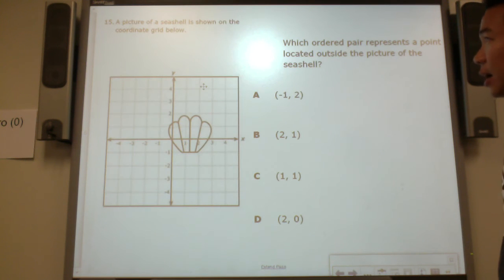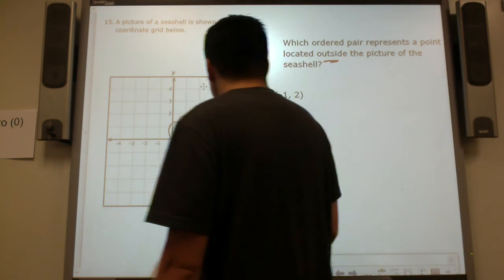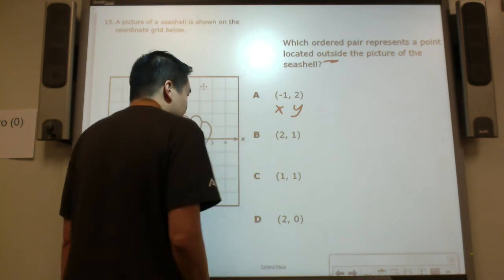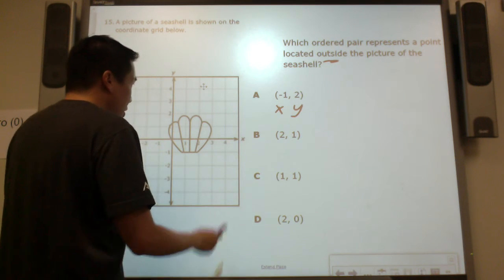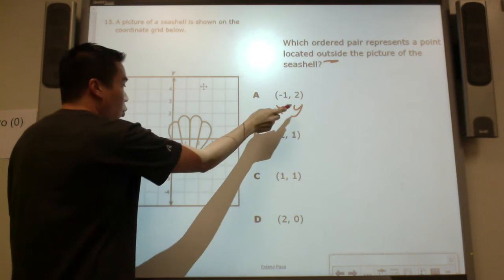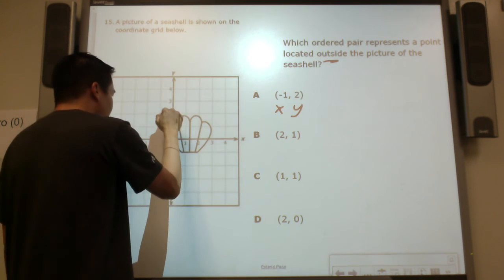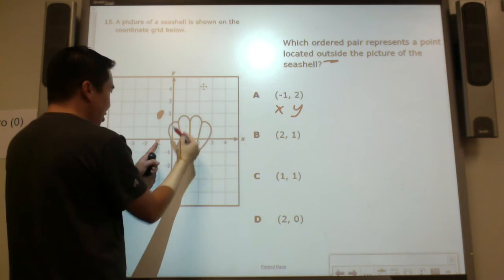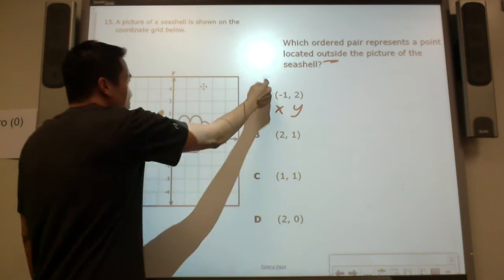Question 15. This is a seashell. Which ordered pair represents a point located outside? Outside. X, Y. So let's graph each one. So X is negative 1. X is negative 1. Y is 2. So it's right here. X is negative 1, Y is 2. Is that outside? A is the answer.